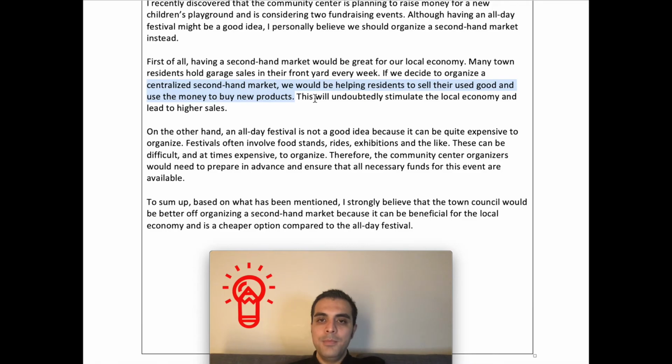Okay, so I went with we. I could say if you decide to organize a centralized secondhand market, you would be helping residents to sell their goods. So I'm gonna go ahead and use you. So if you decide to organize a centralized secondhand market, you would be helping residents to sell their used goods and use the money to buy new products. This will undoubtedly stimulate the local economy and lead to higher sales.